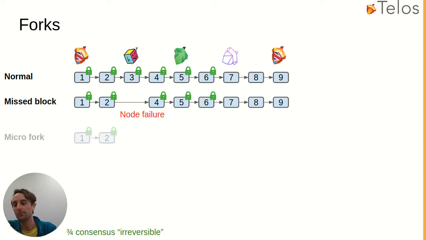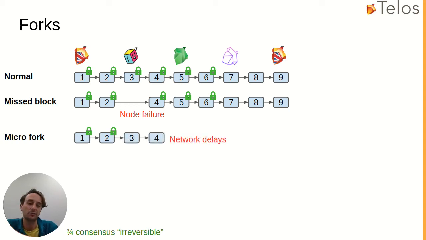Additionally, you can have what's called a microfork, which is where a block producer may get cut off from the network for a temporary period of time. So during this time, none of the other block producers will receive the blocks that it creates, even though it creates them. This is easy to resolve.